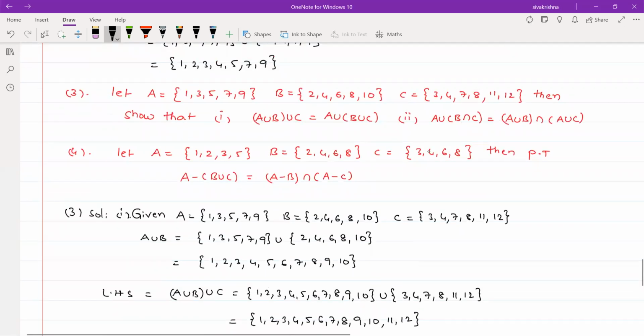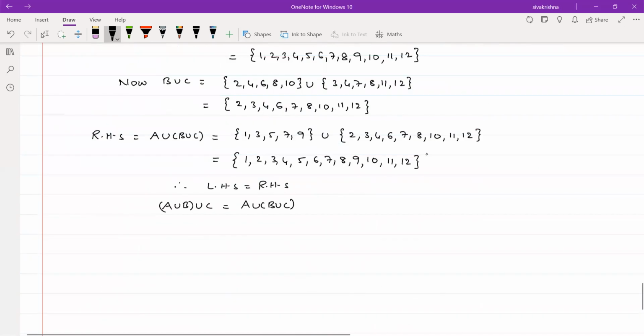In the second bit, we have to verify that A union of B intersection C is equal to A union B intersection A union C. In order to verify this condition, first we have to find the LHS value. To find the LHS value, first we have to find B intersection C. So for that, I am writing both B and C. Now I am finding B intersection C.